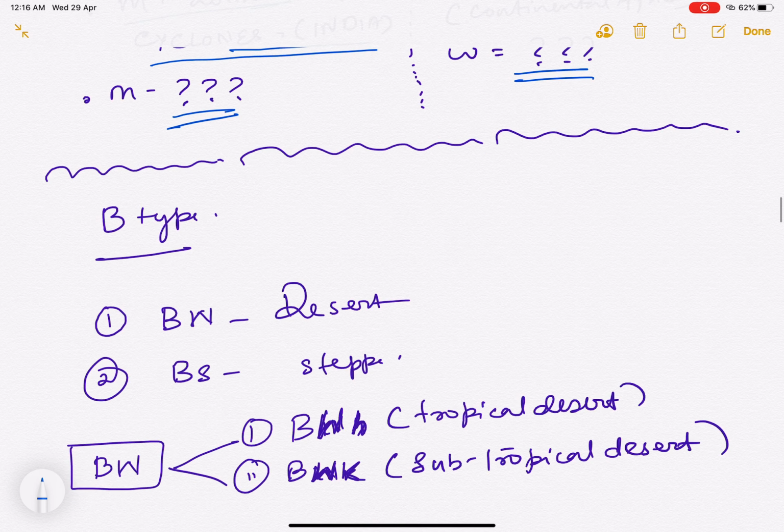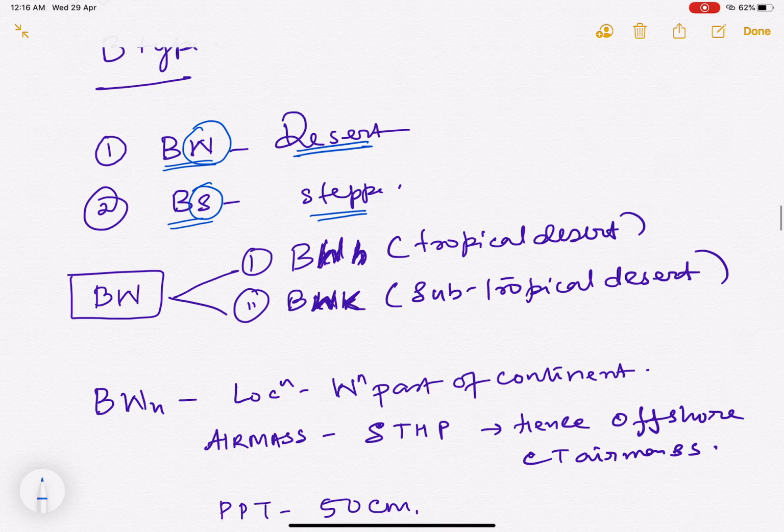Next, we have the B type of climate. The B type of the climate is divided into two categories, the W and S. S for steppe, W for desert. Now again this B type of the climate is developed into two categories, that is H and K. H for hot, K for cold. Cold, hence K. Hot means H.